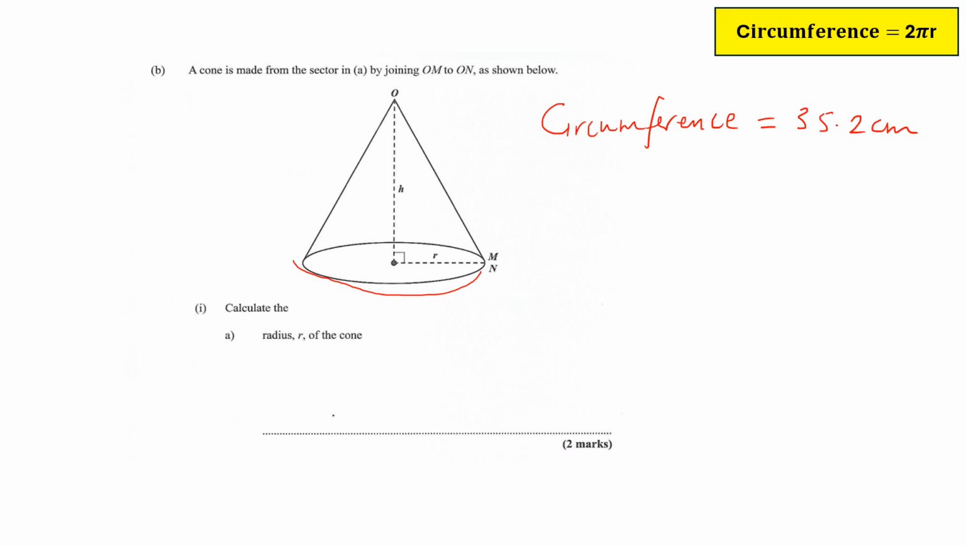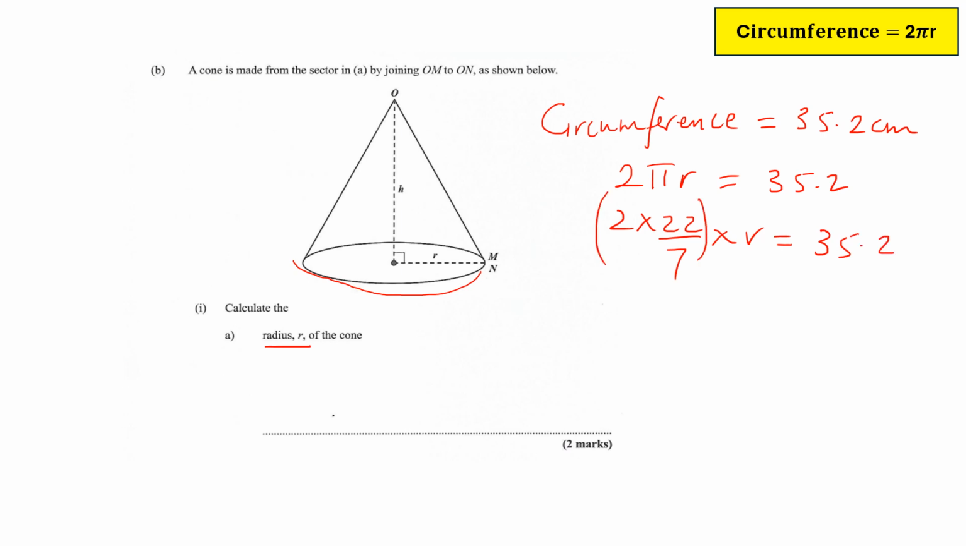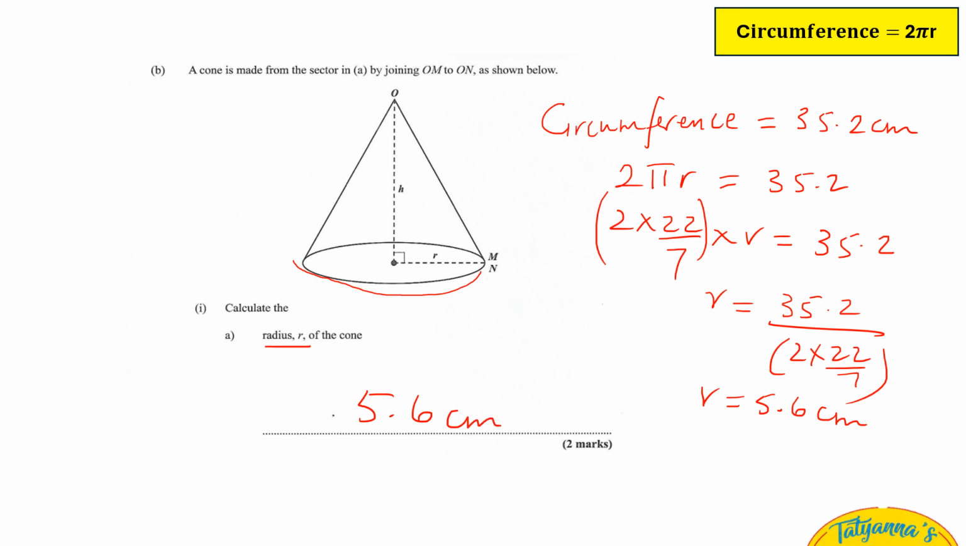The formula for that is 2 pi r. So 2 pi r equals 35.2, that is 2 times 22/7 times r, which is what we're trying to find, equals 35.2. So r is equal to 35.2 over 2 times 22/7. Put it in the calculator and we get 5.6 centimeters. So the radius is 5.6 centimeters.